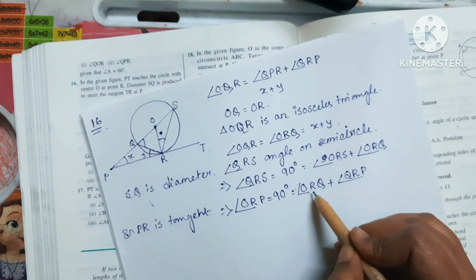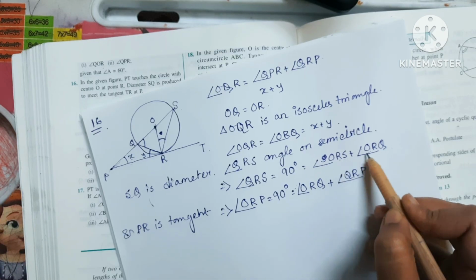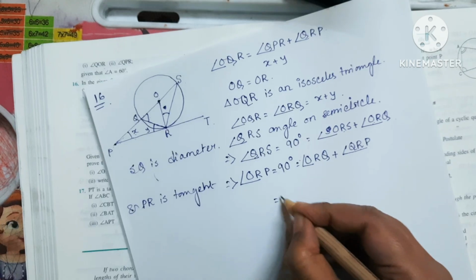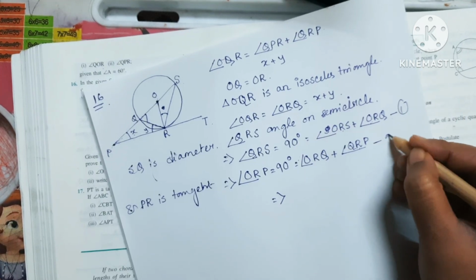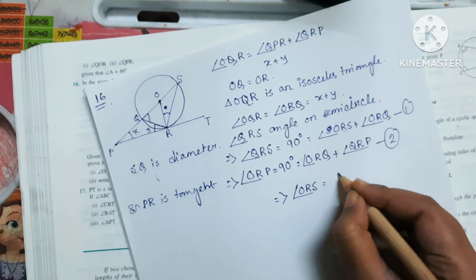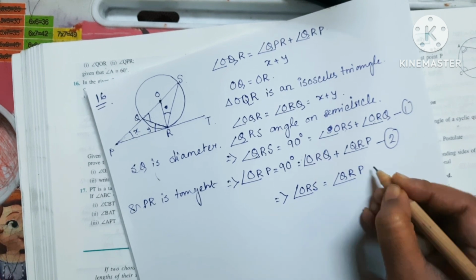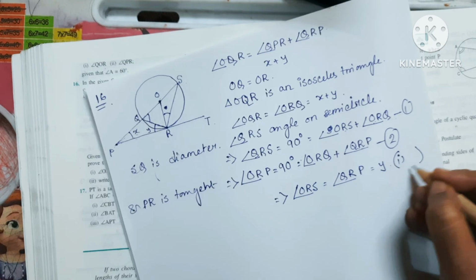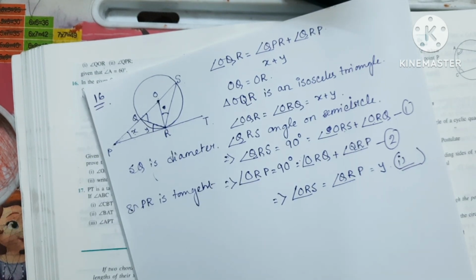And here ORQ is common. So this is ORS plus ORQ and ORQ plus QRP. So from these two equations, what can you say? Angle ORS is equal to angle QRP. So that means Y. So this is proved. First part is proved.